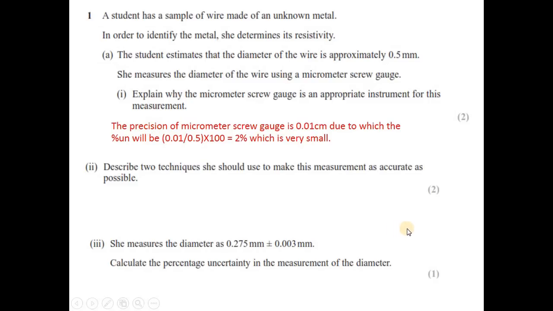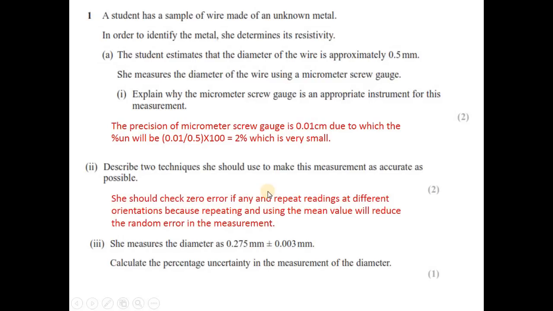Part 2. Describe 2 techniques she should use to make this measurement as accurate as possible. Again, a typical question, how to improve the reading or how to get more accurate reading. We talk about checking the zero error and then repeated reading, so that we can use mean value to reduce random error or to remove any anomalous result or to get more accurate reading.